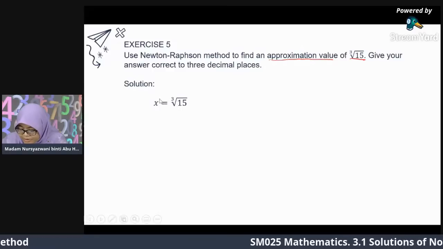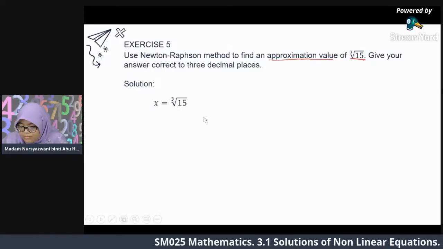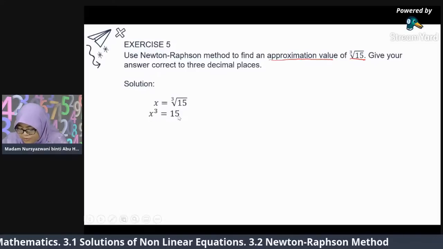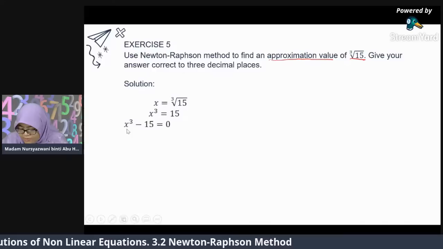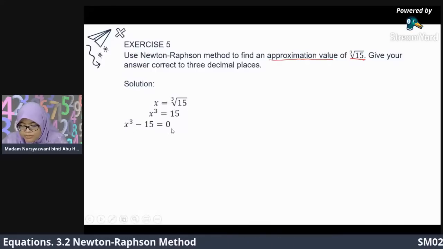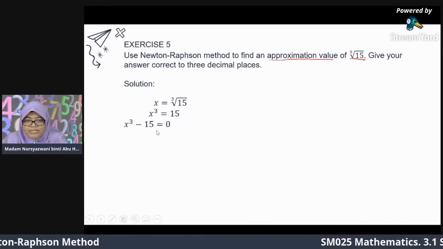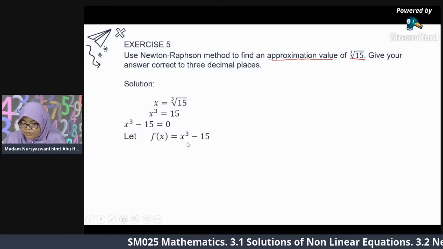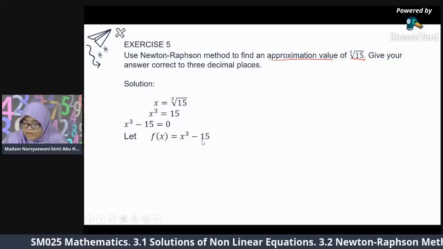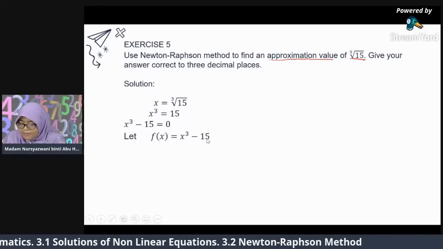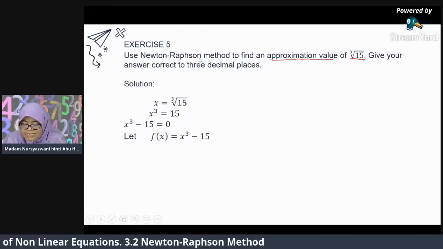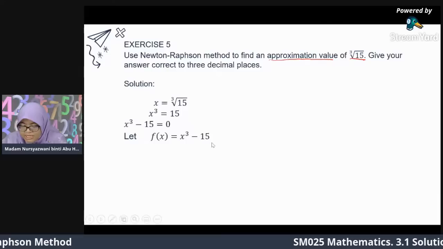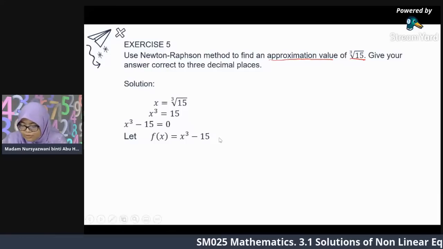So from that we cube both sides and we get x to the power of 3 equal to 15, and we move 15 to left hand side and we get x cubed minus 15 equal to 0. So kita dah ada lah persamaan kubik ni. So sekarang ni kita bolehlah let f(x) equal to x cubed minus 15. Okay, so kita dah ada persamaan, tapi nak guna Newton-Raphson method mesti ada first approximation. So macam mana nak dapatkan first approximation? Kita try and error lah untuk cari dulu root tu berada kat mana.